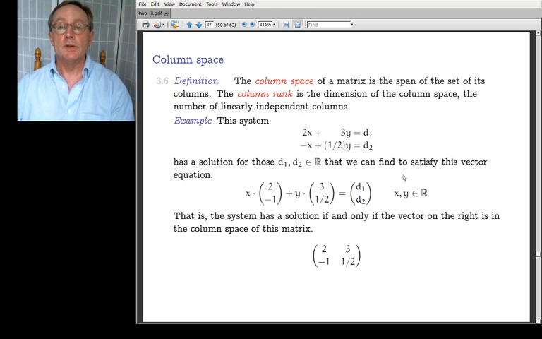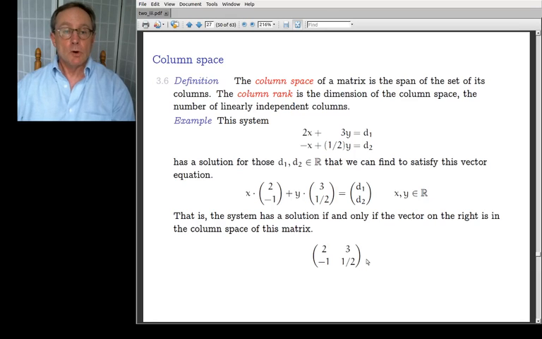And why are we interested in column space? Why does that tie into what we've been thinking about? Well, here's a system, 2x plus 3y equals d1, minus x plus 1/2 y equals d2. And I'll ask myself, for which d1s and d2s can I find solutions? And we've certainly done that a number of times. And the answer is if there's an x and a y making this equation true. So that is to say, this system right here has a solution if and only if the d1, d2 is in the column space of this matrix.